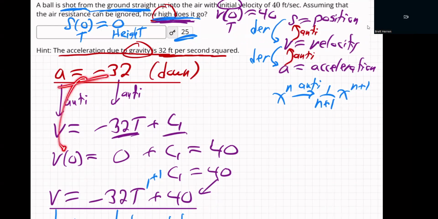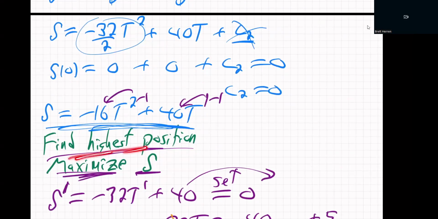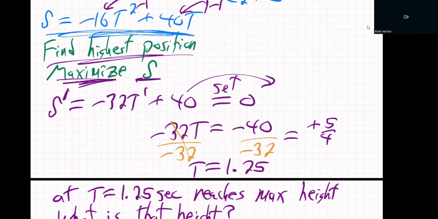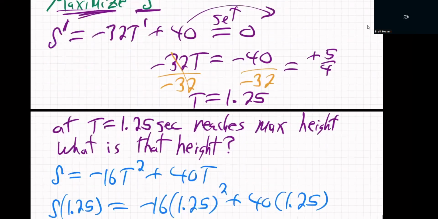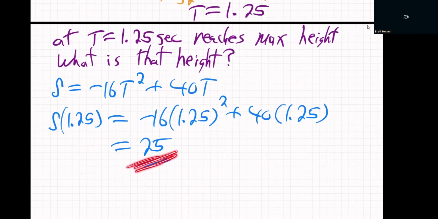Started with acceleration, went back to velocity, then went to position. Then we had to maximize the position equation: take the derivative and set it equal to 0. Found that it's going to happen at 1.25 seconds. Then plug 1.25 seconds into the position equation. At that time, it's at 25 feet up. There we go.